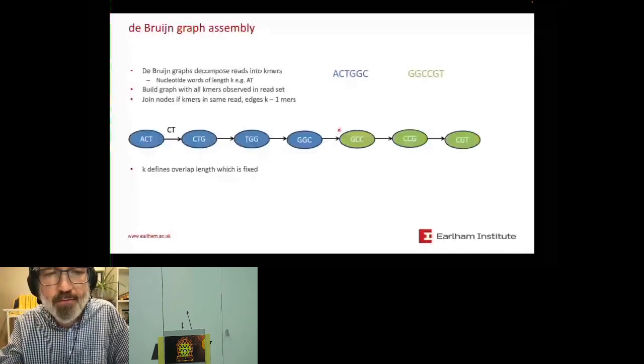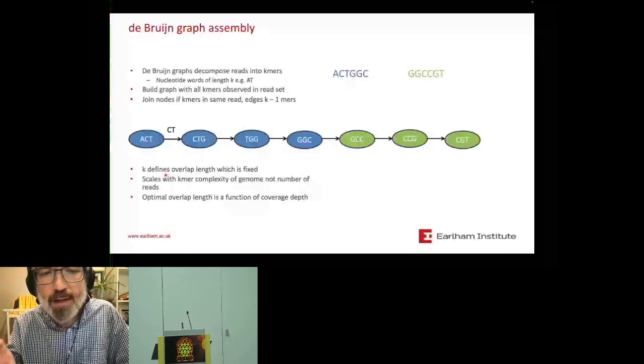Now, the overlap length is defined by that k-mer length, which is fixed, which is one of the drawbacks of de Bruijn graphs. But the big advantage is the overall complexity scales with the complexity of the genome, not the read number. Now, the optimal overlap length will be a function of coverage depth.